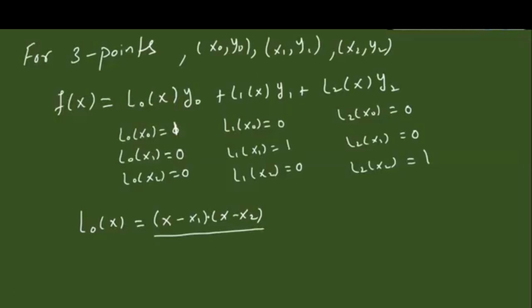Divided by, so what's the rule? How do I write this down? I am writing for L naught, which is associated with x naught. So in the numerator there will be no x naught. So x minus x1, x minus x2. And in the denominator you have to subtract all the points from x naught. So x naught minus x1, x naught minus x2. Just copy it like that with x naught. Do not subtract x naught minus x naught because there is no such term.